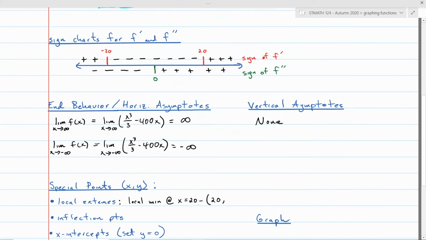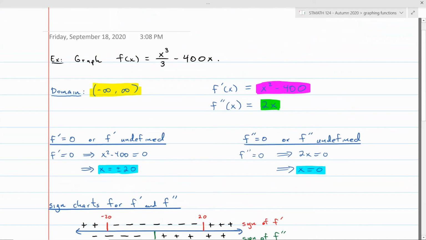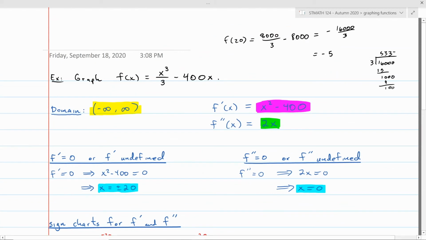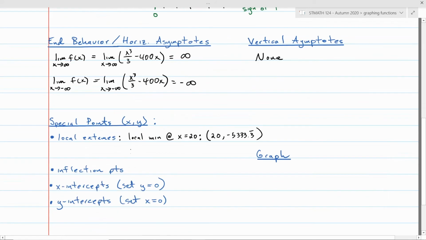So if x is 20, what would the y coordinate be? Well, I just have to put 20 into the original function. Right? So what's f of 20? That would be 20 cubed over 3, 8,000 over 3 minus 8,000. So that'll be negative 2 times 8,000, which is 16,000 divided by 3. So maybe just to get a sense of that decimal value, let's see, 3 into 16,000, that would be negative 5,333.3 repeating.